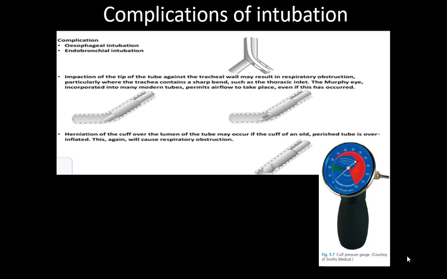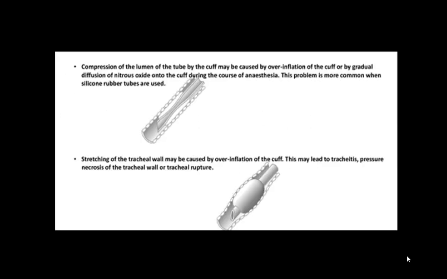What is this device? Used for measuring cuff pressure. How much pressure should we keep? If we keep it more than 30 for a prolonged period, then problems occur. Over inflation of cuff may cause narrowing of lumen or stretching of tracheal wall.